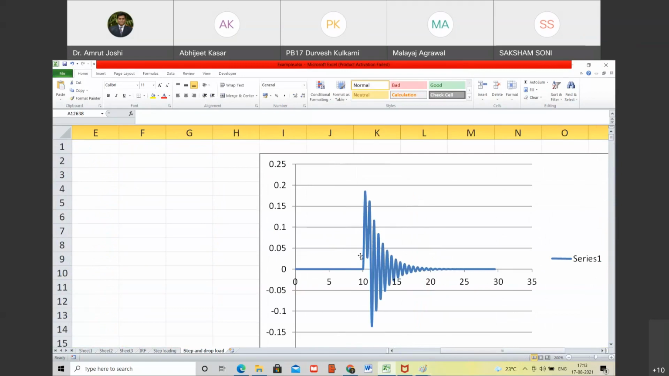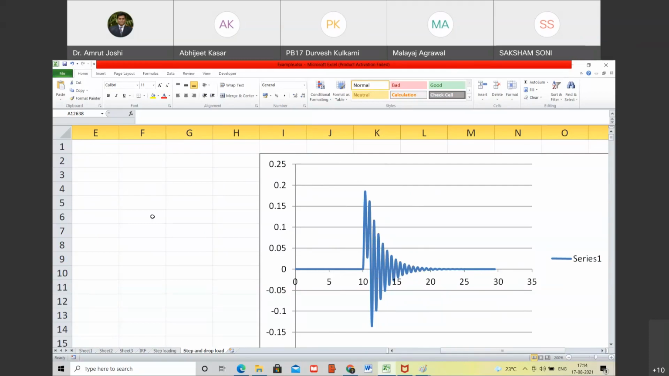So you can see that from 10 to 11 second, the vibration is occurring about a different mean. That is 0.1. 0.1 is F by K. So as we expected in yesterday's class, the vibration is taking about 0.1 second up to 11 second. But before this vibration gets dampened, you have the drop in the load. So once the drop occurs, then the mean shifts to zero location and then the vibration takes place around the zero mean and ultimately it comes to rest.